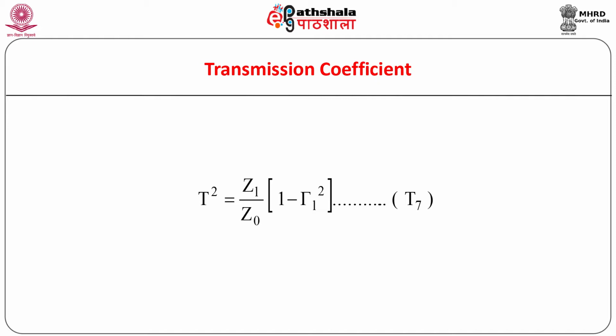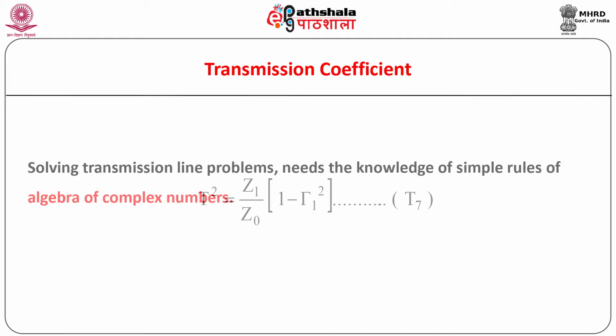Using equations T3 and T4 in this equation with little simplification, we can obtain the desired relationship between transmission coefficient and reflection coefficient at the load, which is as shown. Note that the relationship involves ZL and Z0. One can understand that the determination of reflection coefficient and transmission coefficient in the case of transmission lines needs the knowledge of algebra of complex numbers.